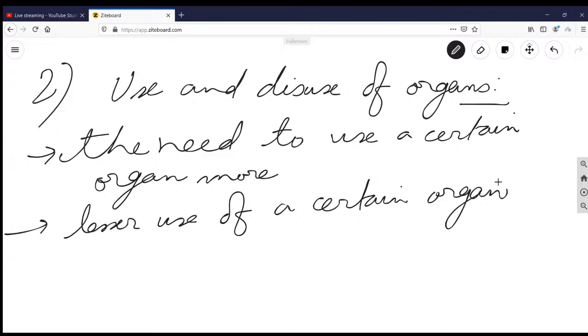So continuous and extra use of that specific organ will, after many generations, make them more efficient, while the continued disuse or lesser use of an organ will lead to its degeneration and ultimate disappearance. This is known as the theory of use and disuse of organs. This is just point number 2. I'll give you certain examples also. Just hold on for 2 minutes. Let me complete the postulates first.